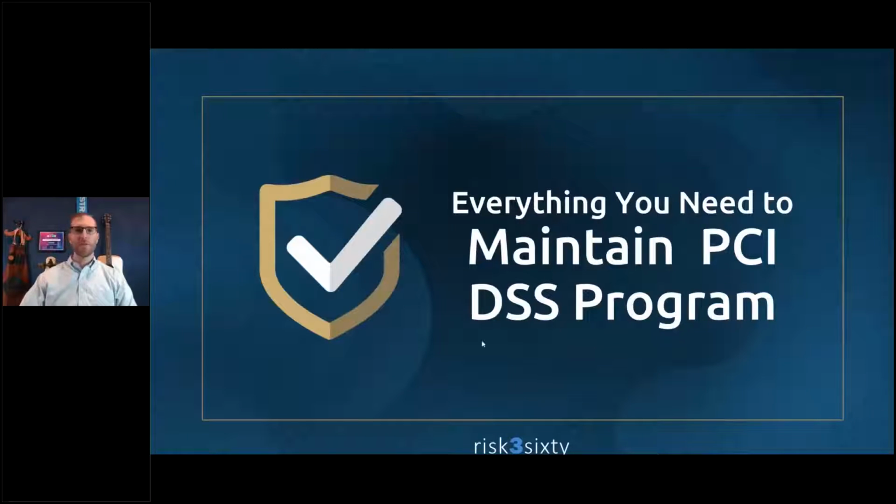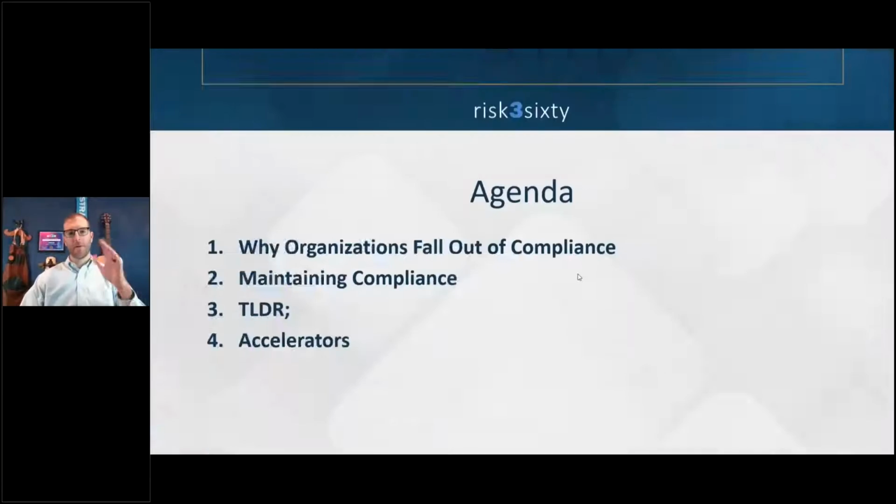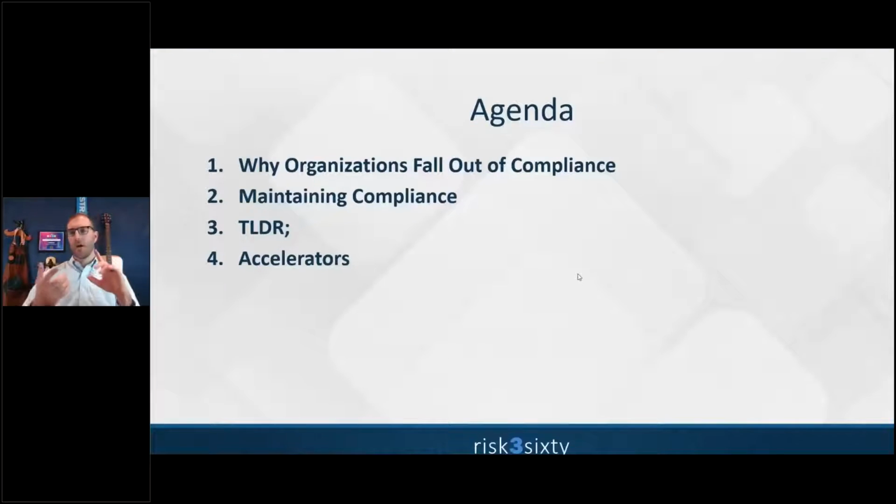So in terms of the agenda for today, I'm going to just go through a couple of things with y'all real quick. Number 1 is, why do organizations fall out of compliance, right? Like what happens after getting compliant? 2 is, what are best practices for maintaining compliance? I'm going to summarize a lot of it into some pretty actionable, very concise steps, ways to think about your PCI program after that initial effort to get compliant in the first place.